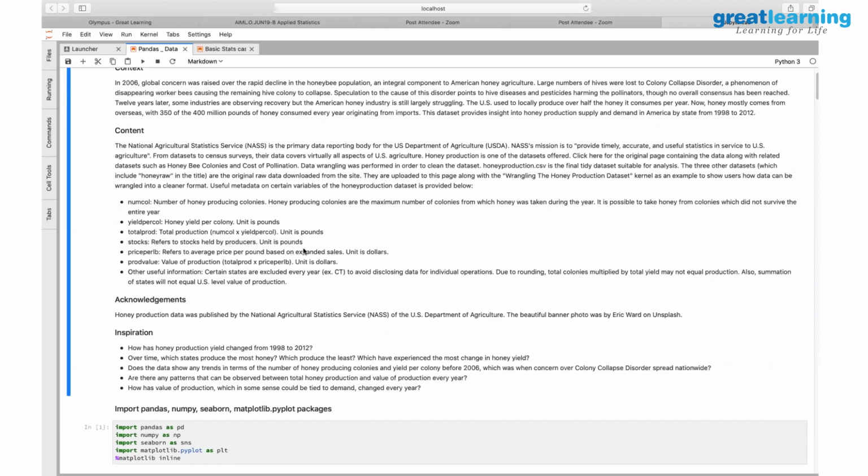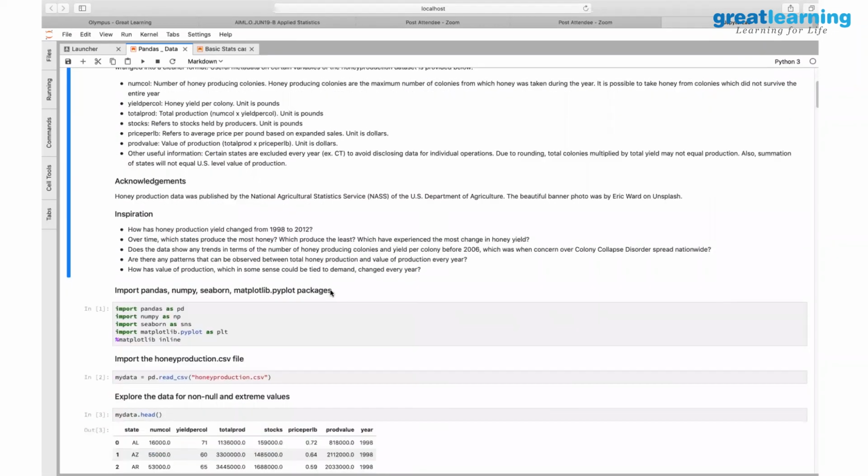This is the number of stocks they have in the market. This is a stock market type. Then price per LB, which is the rate of the honey being produced, and the production value of that particular one, which is again a multiplication of total production and price per LB. Then some other information about states, categories, and everything.